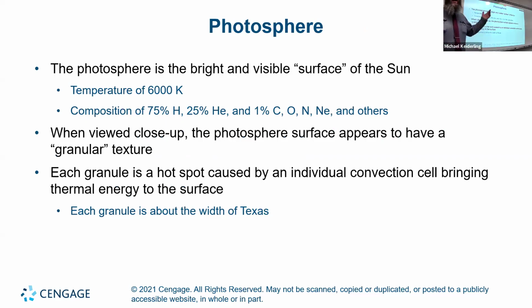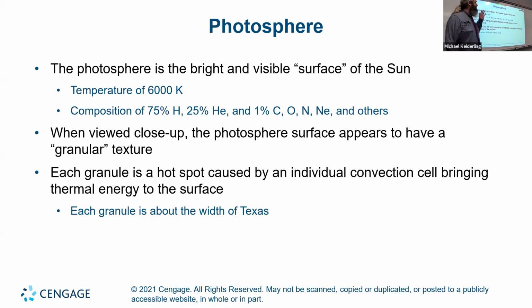It's by mass, 75% hydrogen, 25% helium, and about 1% carbon, oxygen, nitrogen, neon, and others. I know those don't perfectly add up, but just a general rule of thumb, stuff in the universe tends to be about 75% hydrogen, 25% helium. We'll get into why later, but it has to do with what was actually created at the very beginning of the universe.